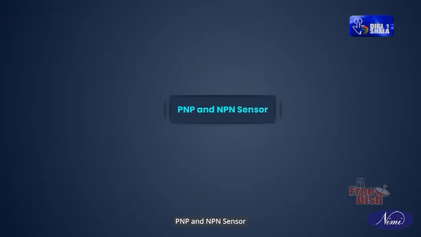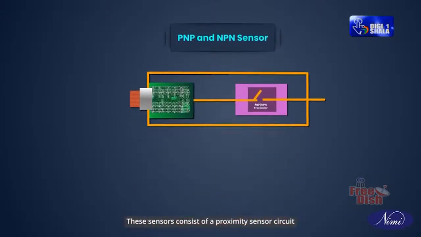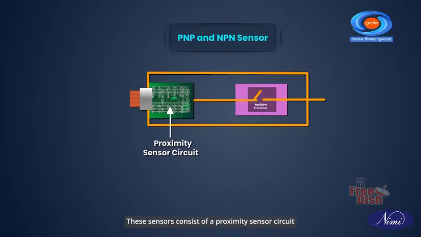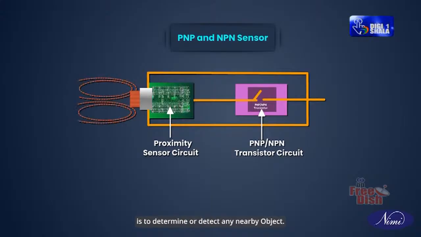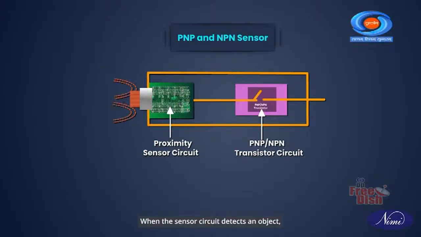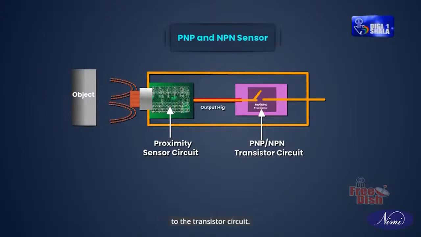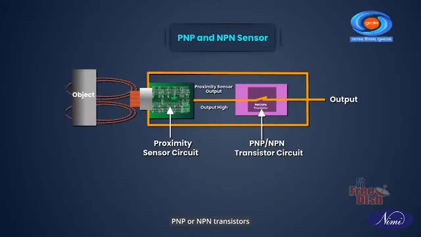PNP and NPN sensor. These sensors consist of a proximity sensor circuit and a PNP or NPN transistor circuit. The purpose of the proximity sensor circuit is to determine or detect any nearby object. When the sensor circuit detects an object, it sends an output high signal to the transistor circuit. The transistor-based circuit may use PNP or NPN transistors, depending on the application.